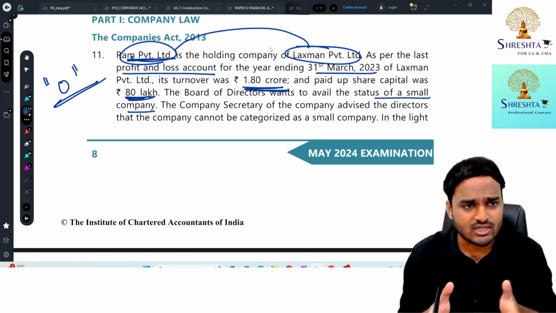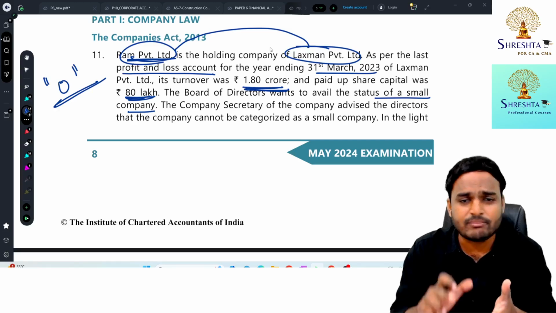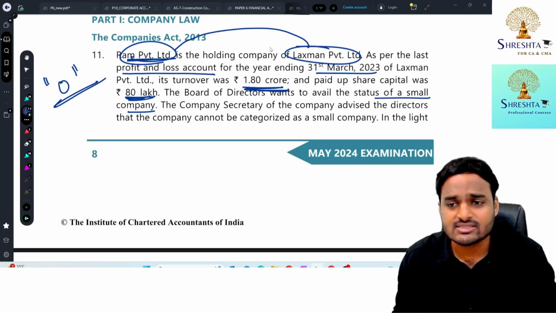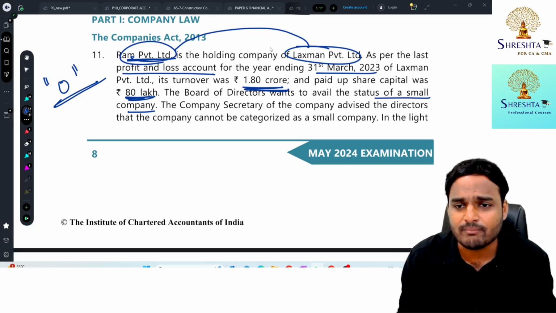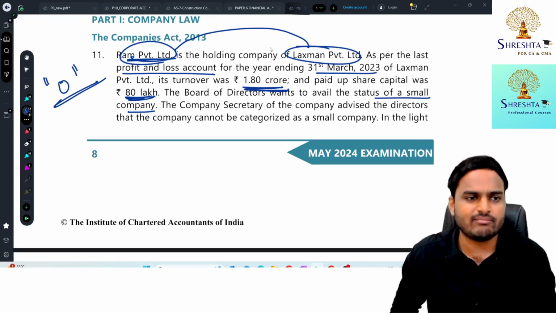Did you remember these names? So these companies: holding, subsidiary, Section 8 company, statutory company, even though they fall within the limits, they're still not considered as small company. If you write the answer like this, you'll get complete marks.